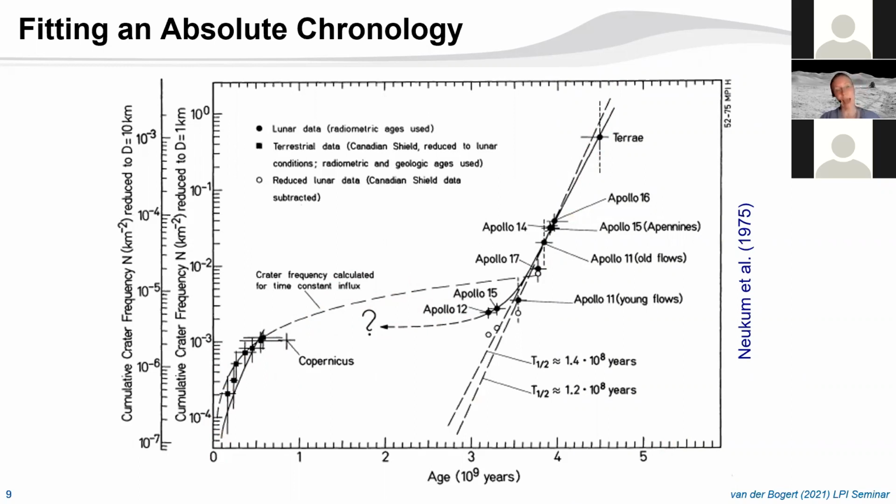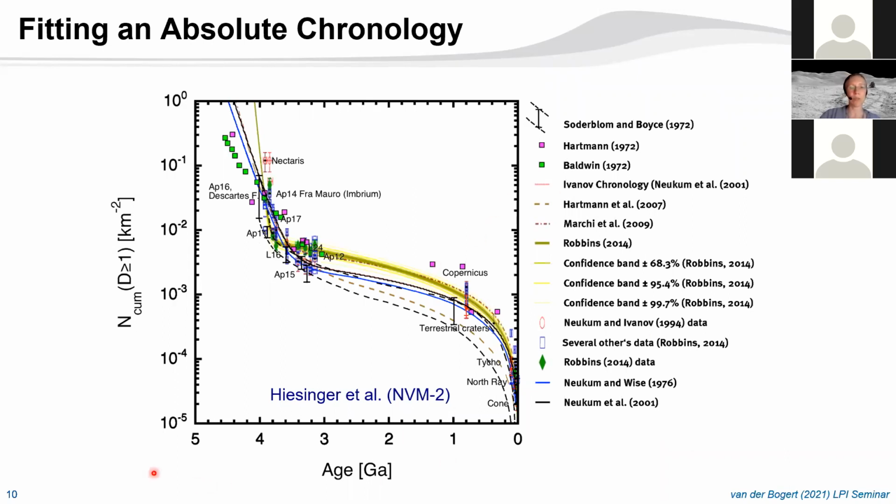Okay, so flipping the axis around, because now we generally go from the older to the younger ages when we show the absolute chronology, the crater chronology. You can see actually that there are quite a few people that have tried their hand at fitting the crater calibration to the radiometric and exposure age calibration. And some are a little bit higher in the middle here, some are lower, some are steeper at the old end, some are more shallow, okay, and then we have the very young craters here, Tycho, North Ray, and Cone.